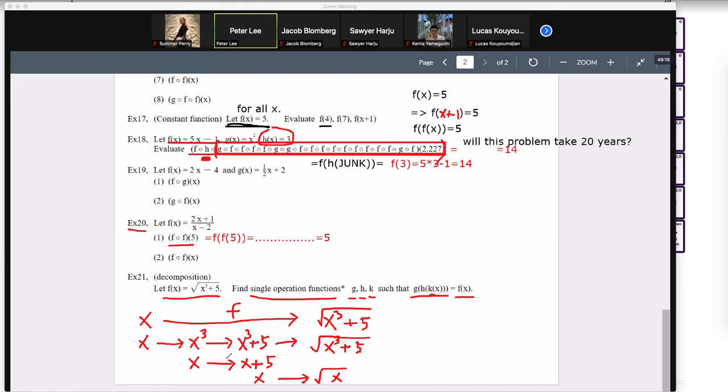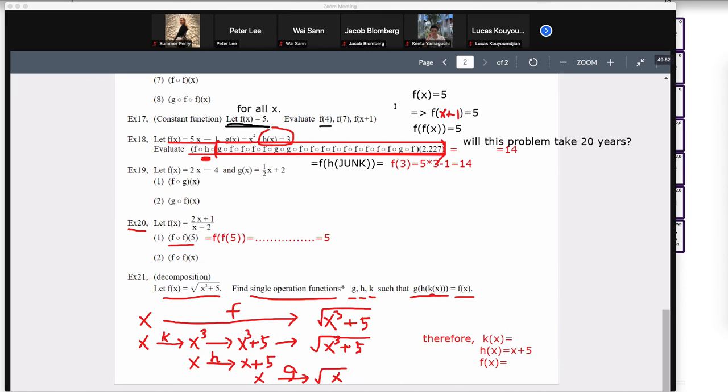k is the first one to go. That means this is k, this is h, and this is g. So therefore, let me write this down. What is k of x? k of x is equal to x cubed. And then what is h of x? h of x equals x plus 5. And then what is g of x? g of x is equal to the square root of x.